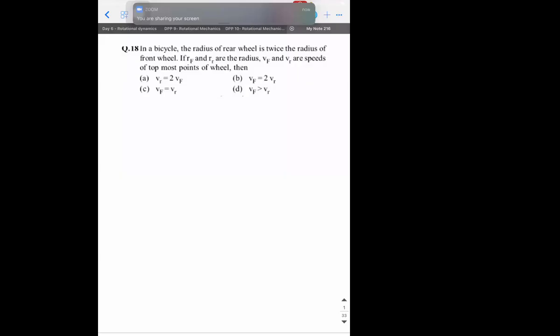In a bicycle, the radius of the rear wheel is twice the radius of the front wheel. If RF and RR are the radius, and VF and VR are the speed of the topmost point of the wheel, then VR is equal to 2VF, and all those things are asked. So how to do? Sir, we're not sharing the screen, sir. Yeah. So the 18th one is.